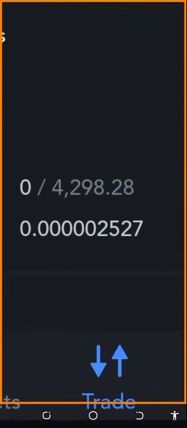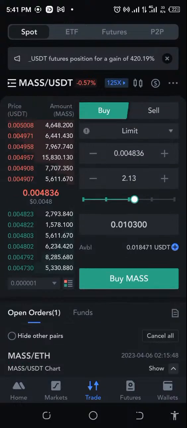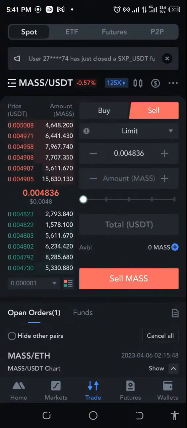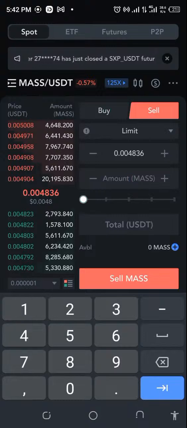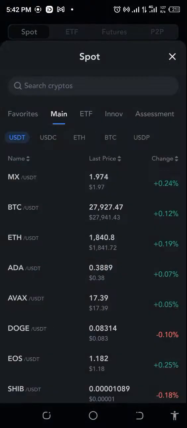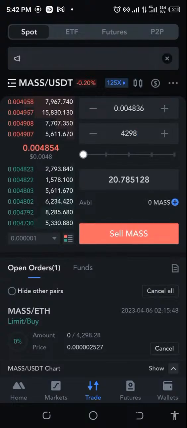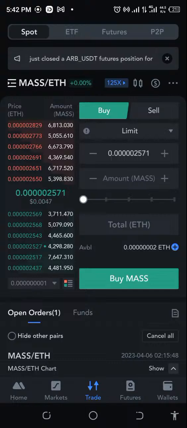How much do we have? We have 4298. So if I click on sell, right, and I put 4298 quantity, okay, I'll still make profit. So that is obviously sure that I'm going to make profit. But the main issue here is to be able to get MASS ETH at the price. So I'm still thinking, if I click on this, it's going back to MASS ETH. This is the problem.